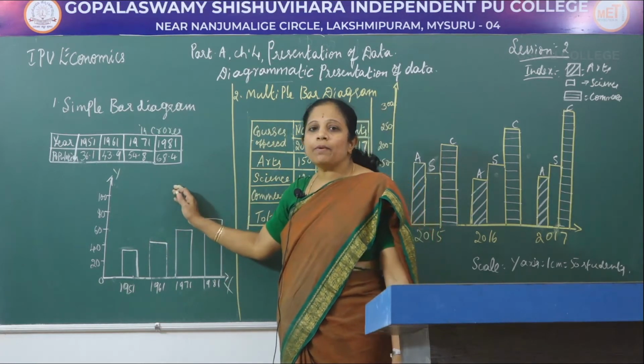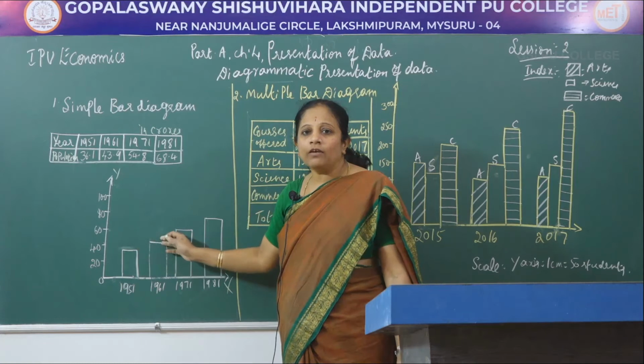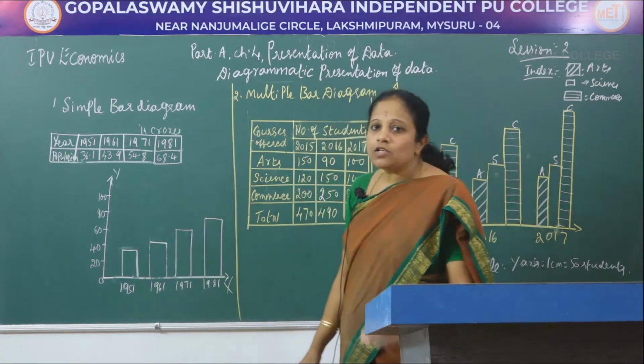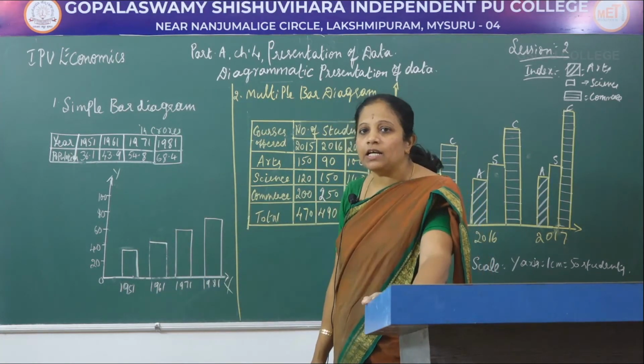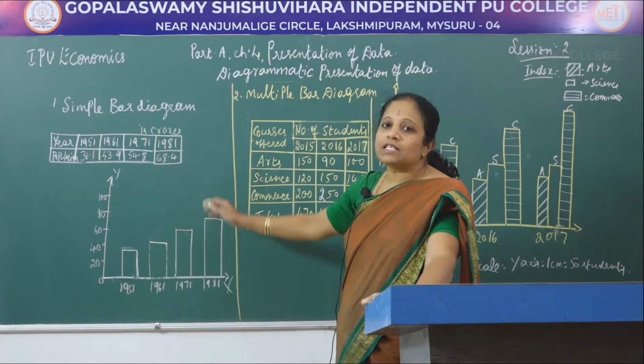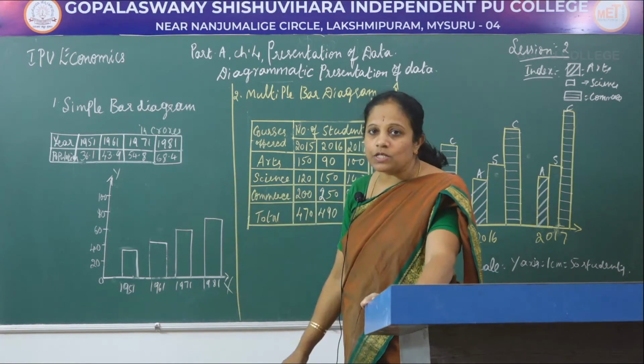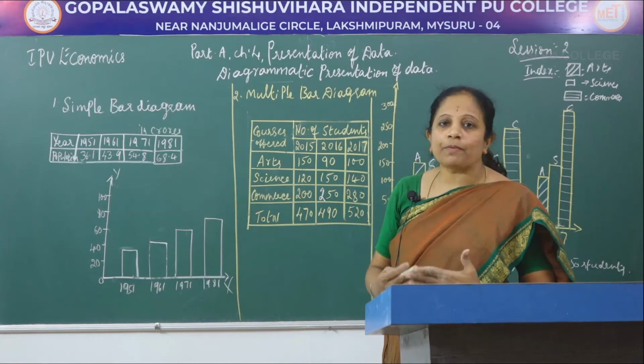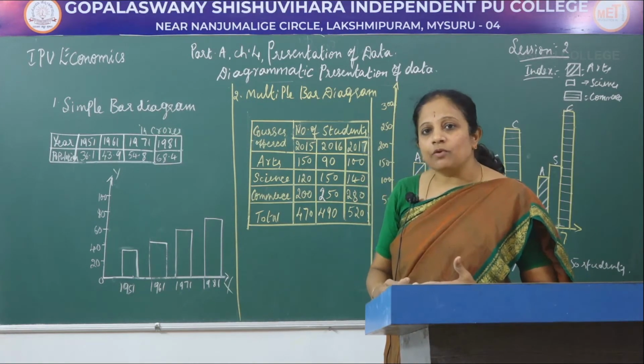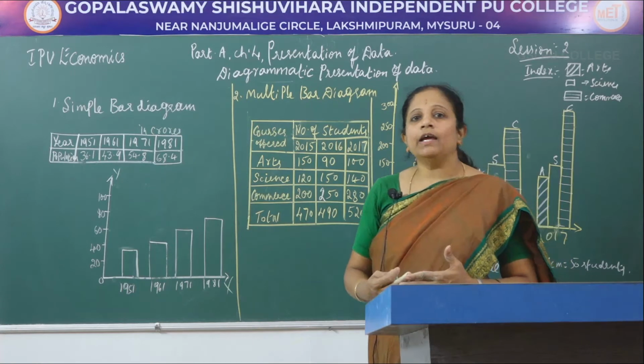So this is a simple bar diagram which has only 4 rectangular bars. To present data related to a single variable, this simple bar diagram is used. This is the simplest way of presenting a frequency distribution which can be understood by everyone.